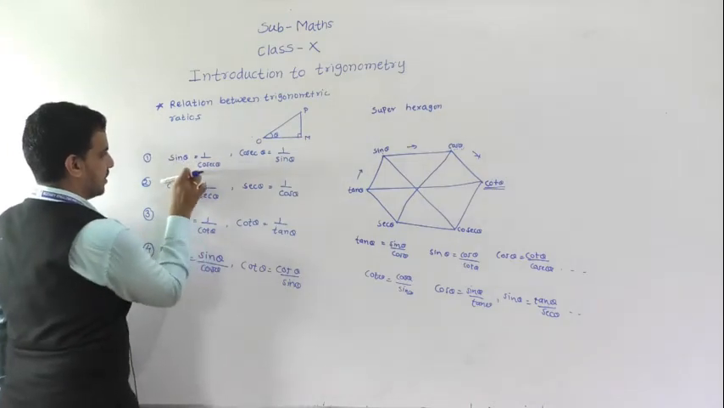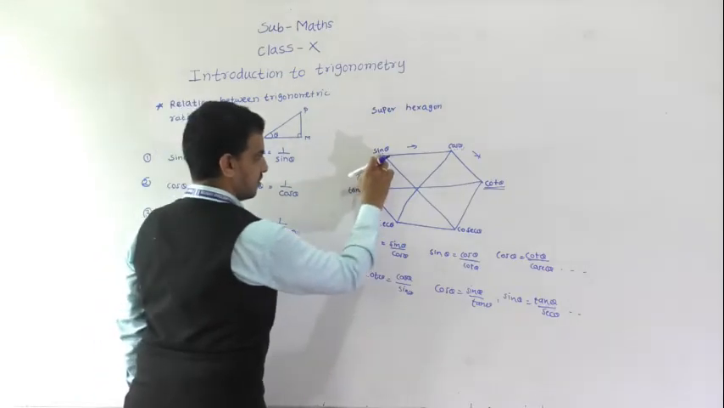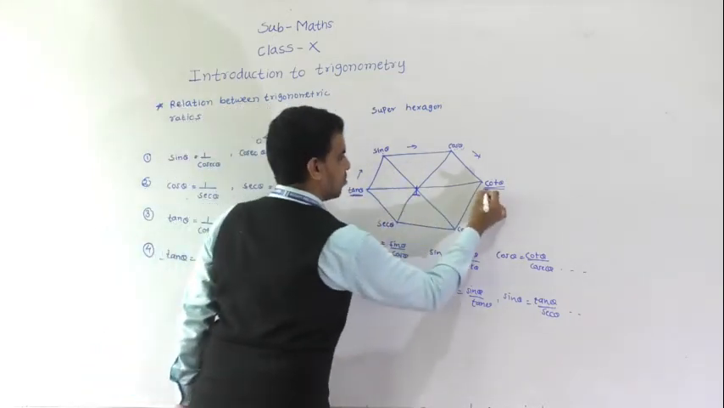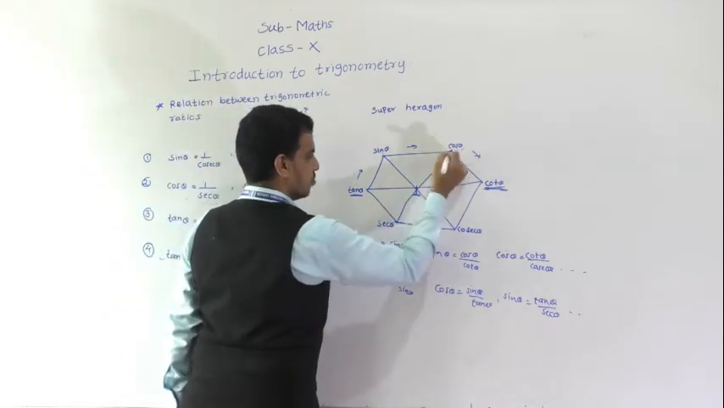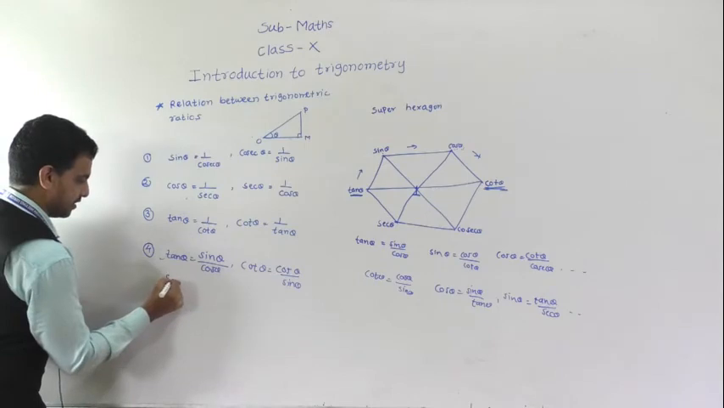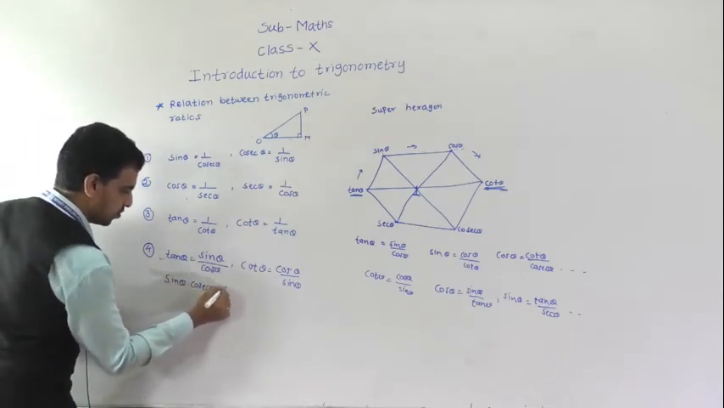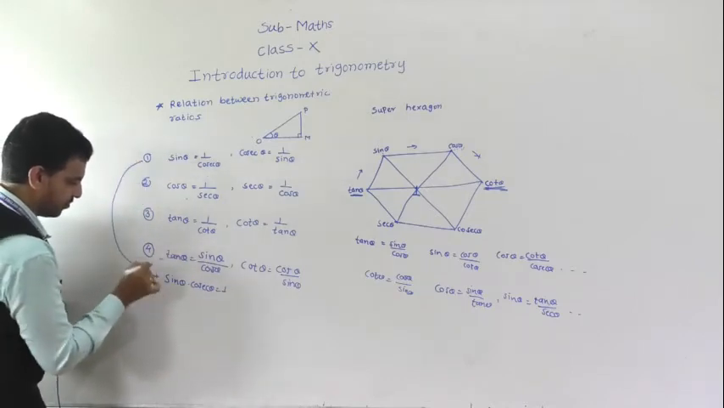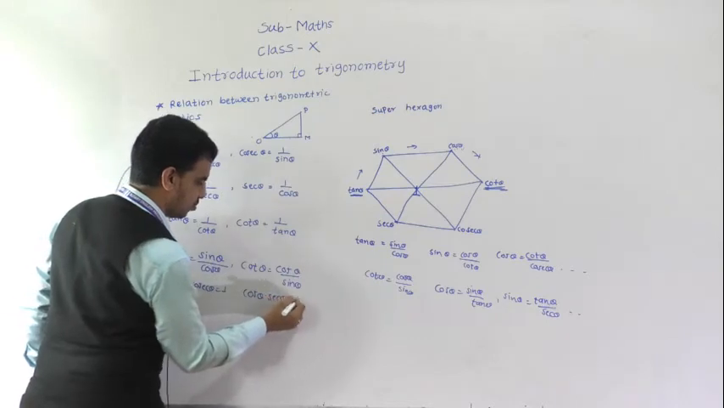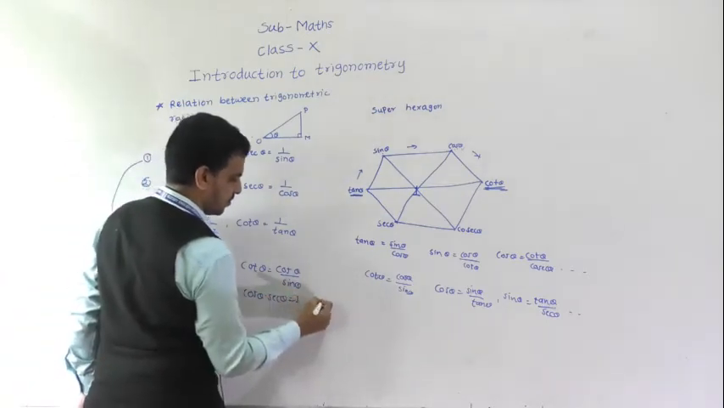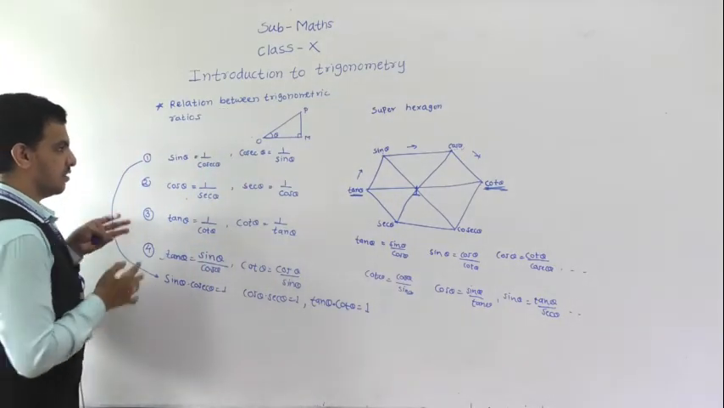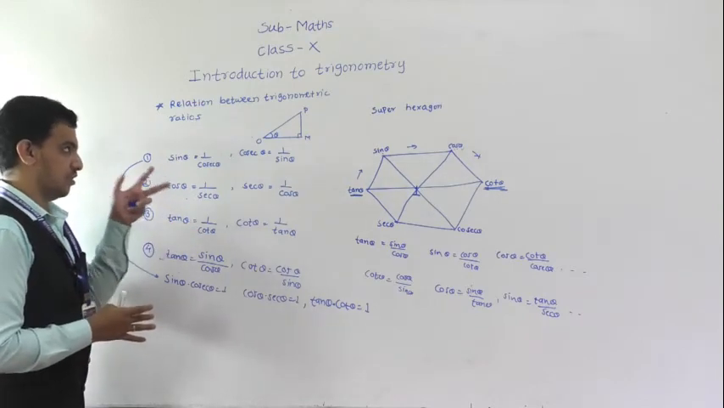Sin theta into cosec theta is equal to 1. Tan theta into cot theta is 1, and sec theta into cos theta is 1. By using this we can keep in mind this relation also: sin theta into cosec theta is equal to 1, cos theta into sec theta is equal to 1, and tan theta into cot theta is equal to 1. This dot means multiplication. So these are trigonometric ratios and the relations between trigonometric ratios.